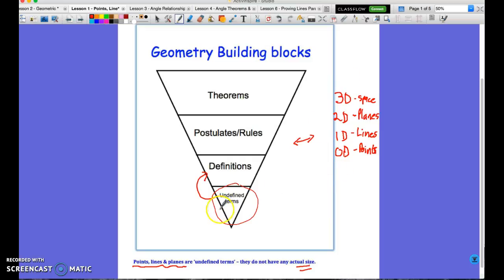We use each of these terms in turn to build definitions. We use definitions to write rules and postulates. A postulate is basically just a theorem that we don't really need to prove, and I'll introduce you to one of those today. And then from those, and including the undefined terms, the definitions, and our rules, we build theorems, which we're going to spend some time this semester and next proving. Okay, so that's a quick introduction.